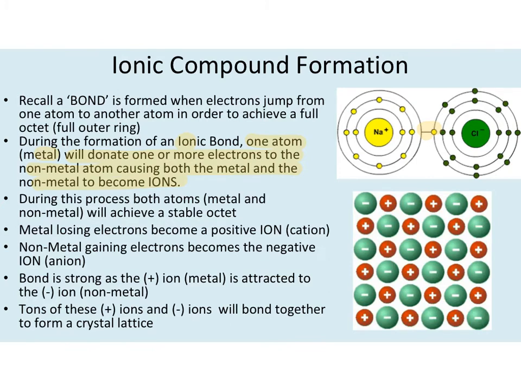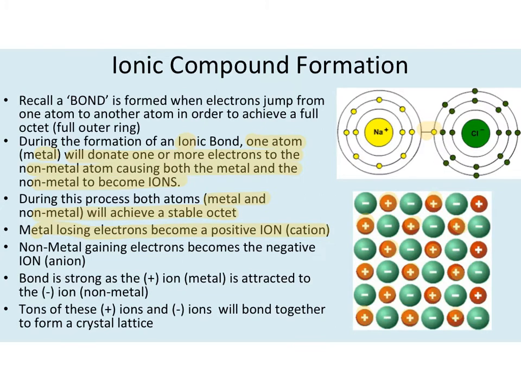So during this process, both atoms, the metal and the nonmetal, will achieve a stable octet. The metal losing electrons becomes a positive ion, a cation. So you can see over here, this was the metal atom, and it lost an electron, but it still had the same number of protons, so it became what we call a cation.